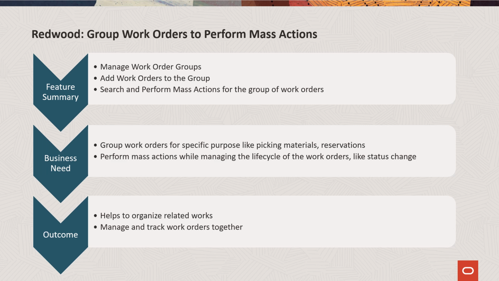Also, add work orders to the group. Search and perform mass actions for the group of work orders. You can group work orders for specific purpose like picking materials, reservations. And also perform mass actions while managing the life cycle of the work orders, like status change. It helps to organize related works and manage and track work orders together.